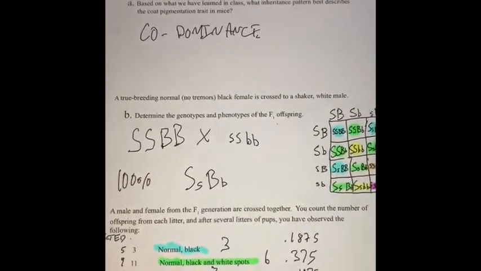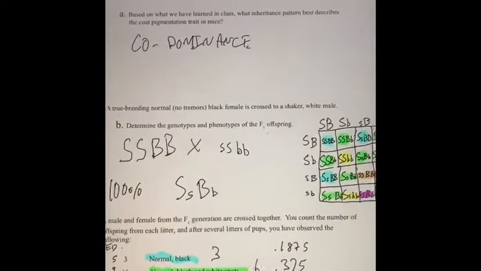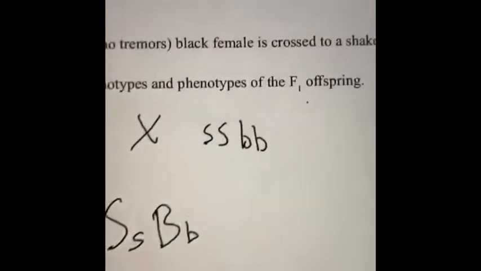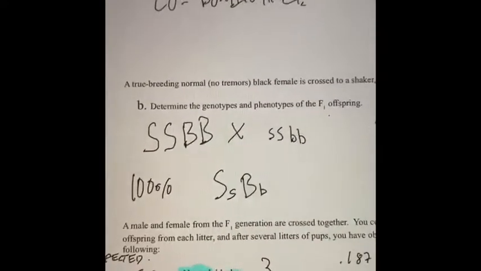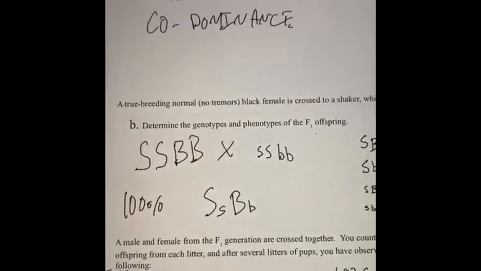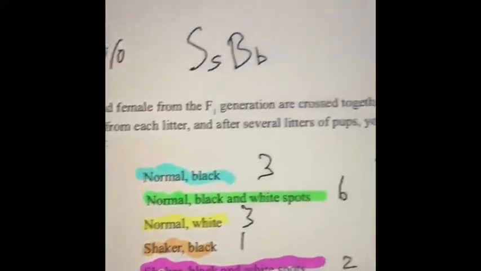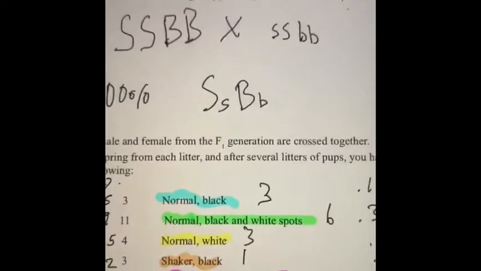So the next question, a true breeding normal with no tremors black female is crossed to a shaker white male. So right here you have the female and the male. So determine the genotypes and phenotypes of the F1 offspring. So F1 offspring will all be heterozygotes for both traits.